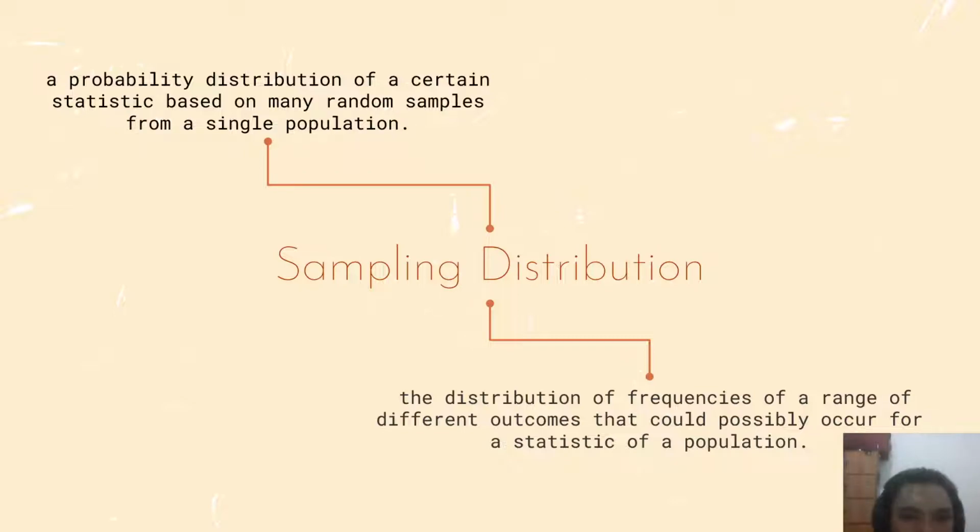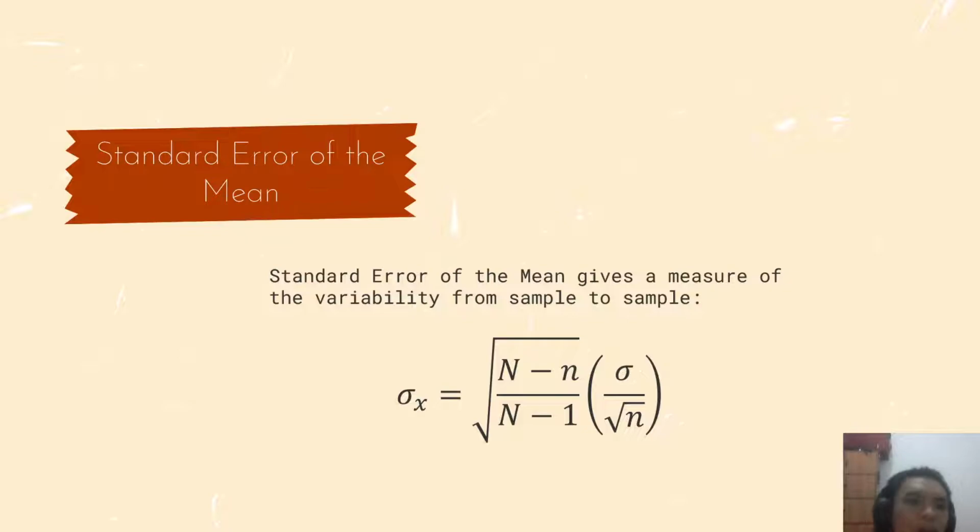Now we arrive at the sampling distribution. A sampling distribution is a probability distribution for a certain statistic based on many random samples from a single population. It is also the distribution of frequencies of a range of different outcomes that could possibly occur for a statistic of a population. So we're going to talk about the standard error of the mean. The standard error of the mean gives a measure of the variability from sample to sample, and the formula is as follows.